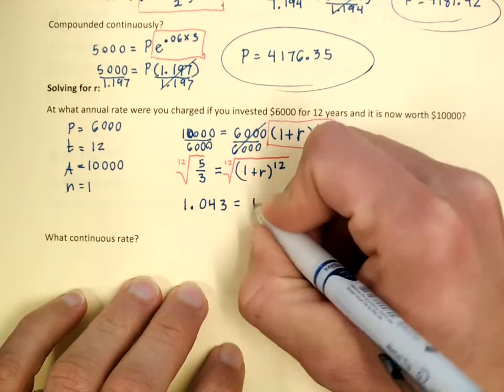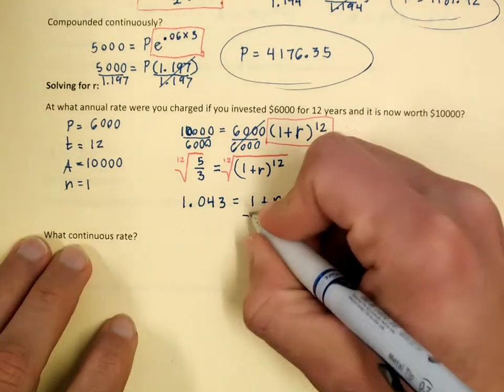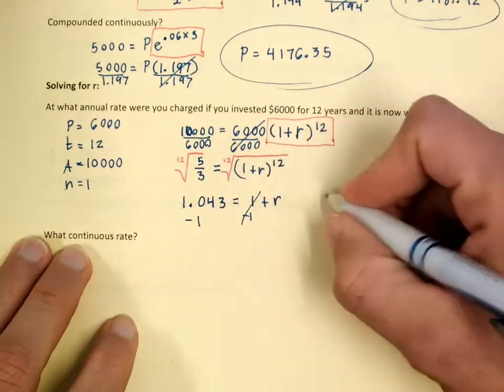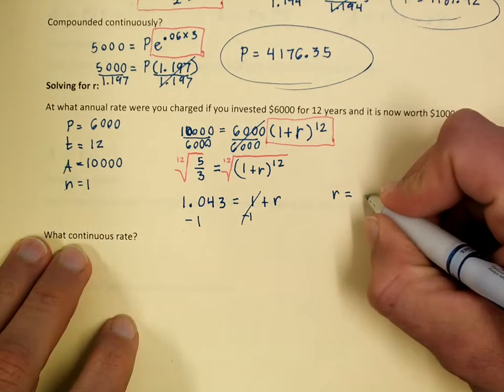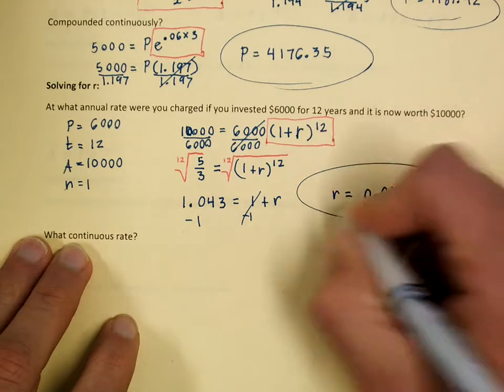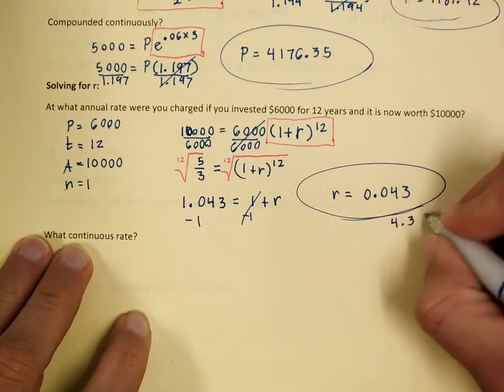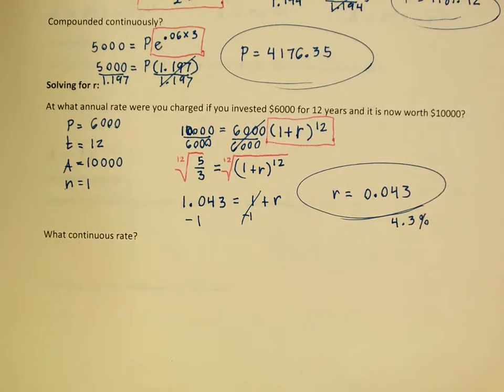So now I have that 1.043 is equal to 1 plus r. And then at the end of it, I'm just going to have to subtract 1. So my answer is 0.043. That's the rate, which is about 4.3%.